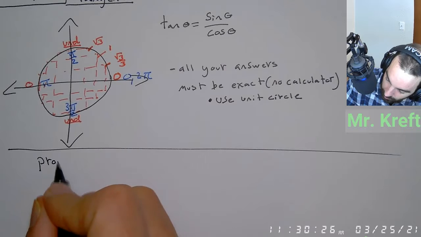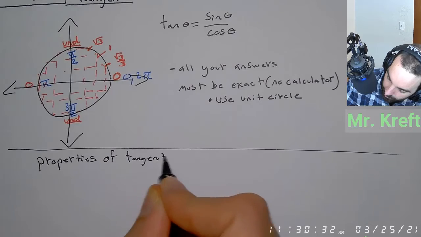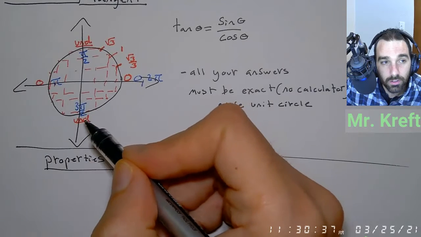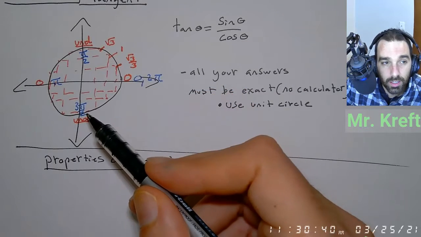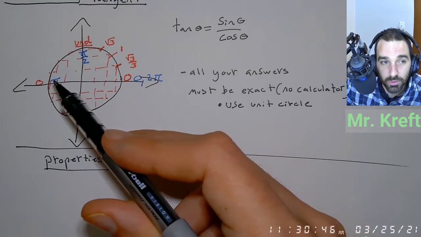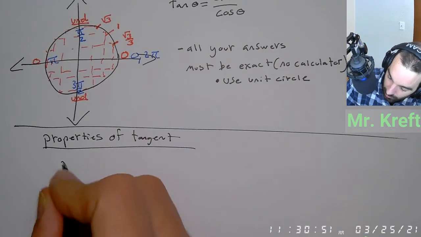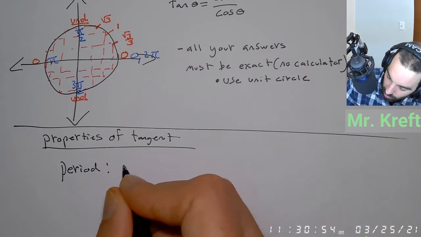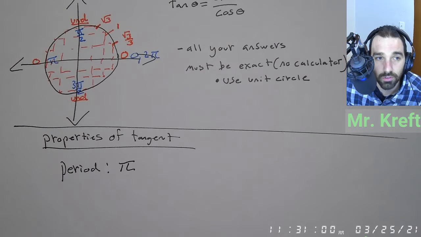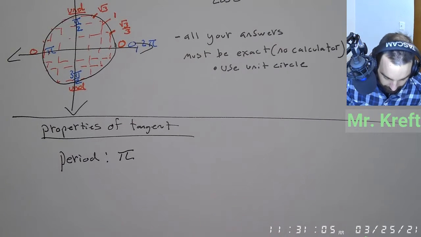Now let's talk about properties of tangent. One thing you'll notice is that there's undefined here. The period is, if we go from peak to peak, see how it goes from 0 to 0? How long does that take? It takes pi. So the period for tangent is different. The period for tangent is just pi, and that's different because for sine and cosine, it's 2 pi. This can trip you up a little bit. So the period for tangent is pi, not 2 pi.